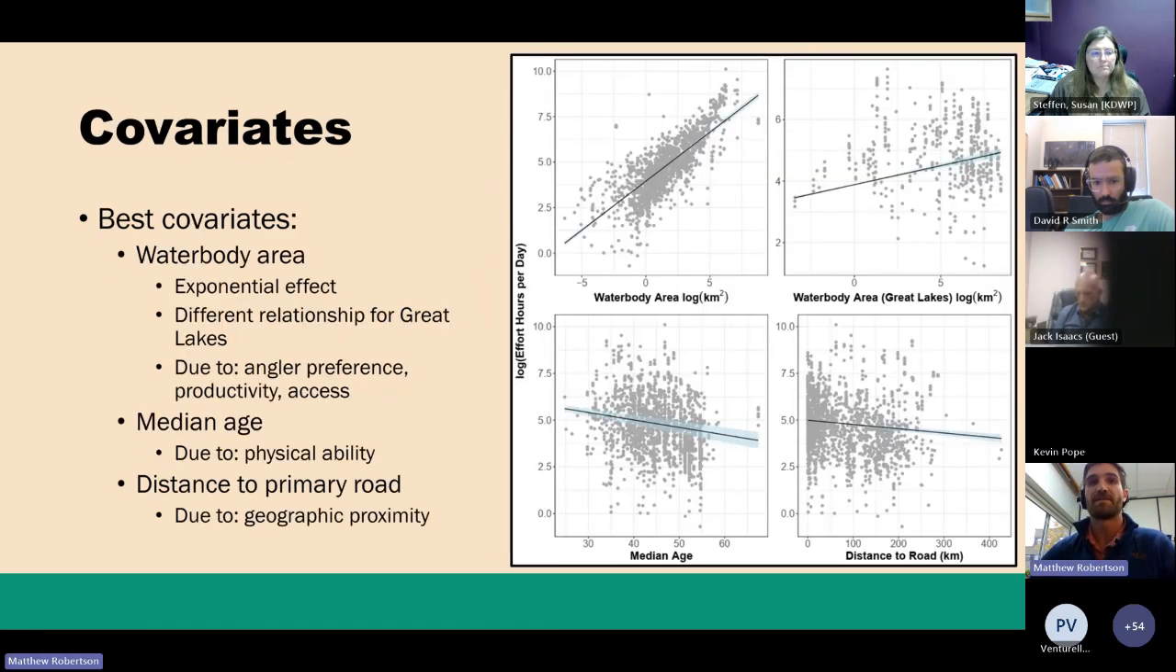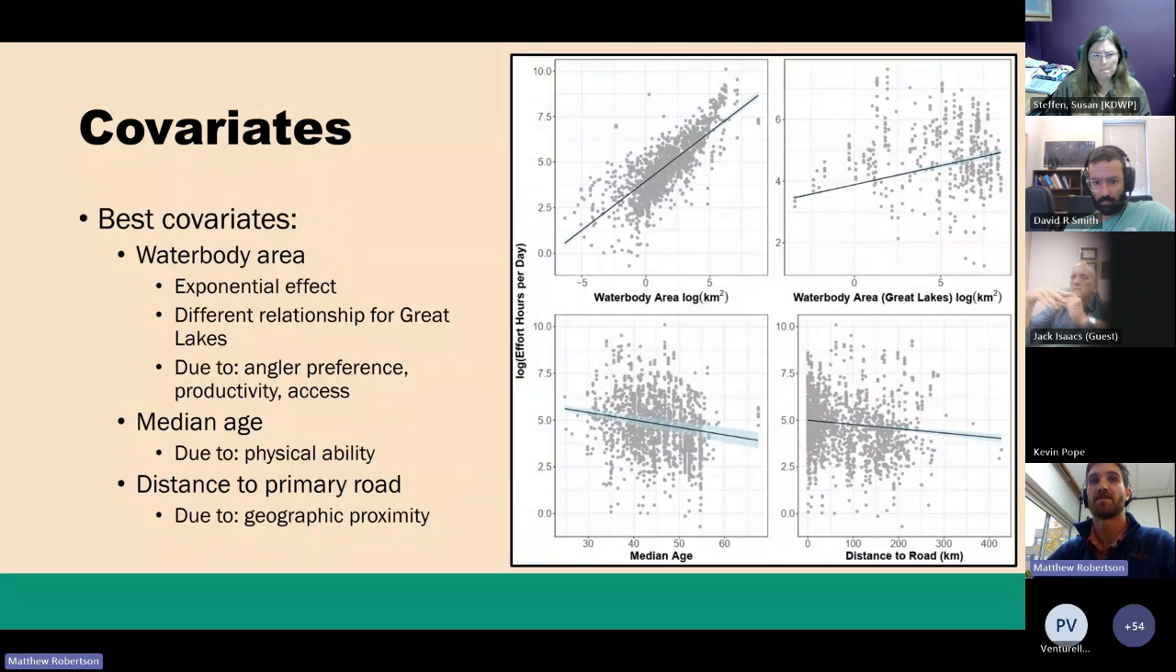In addition, we found that there were 3 covariates that significantly affected our estimates of effort. The most important covariate was water body area, where we saw that there was an exponential effect of water body area. And you can see this in the figure here in the top 2 panels showing water body area on the log scale compared to log effort hours per day.